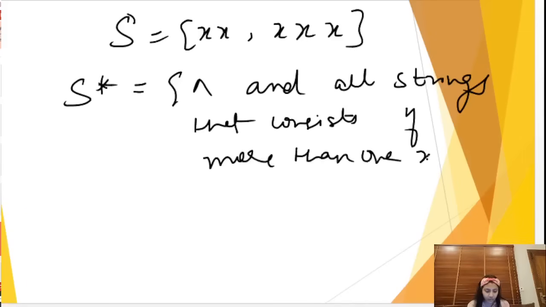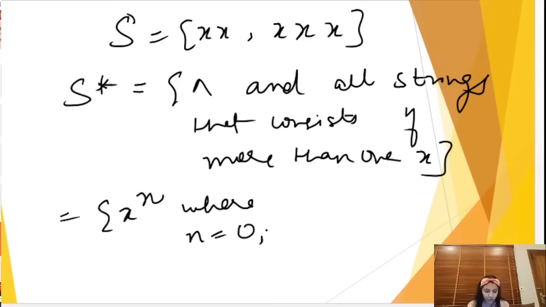More than one X. So can we rephrase it like it consists of X to the power N, where N can be either 0 and should not be 1, and it can be 2, 3, 4 up to so on. Right? We can factorize it like this.